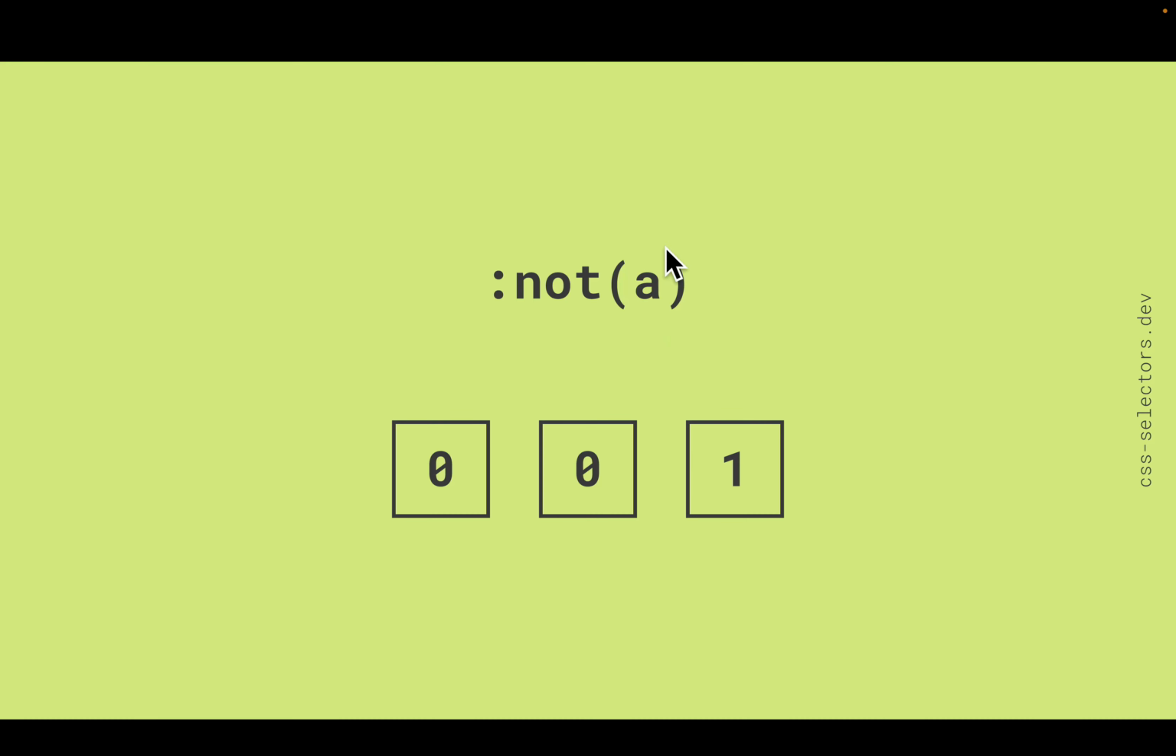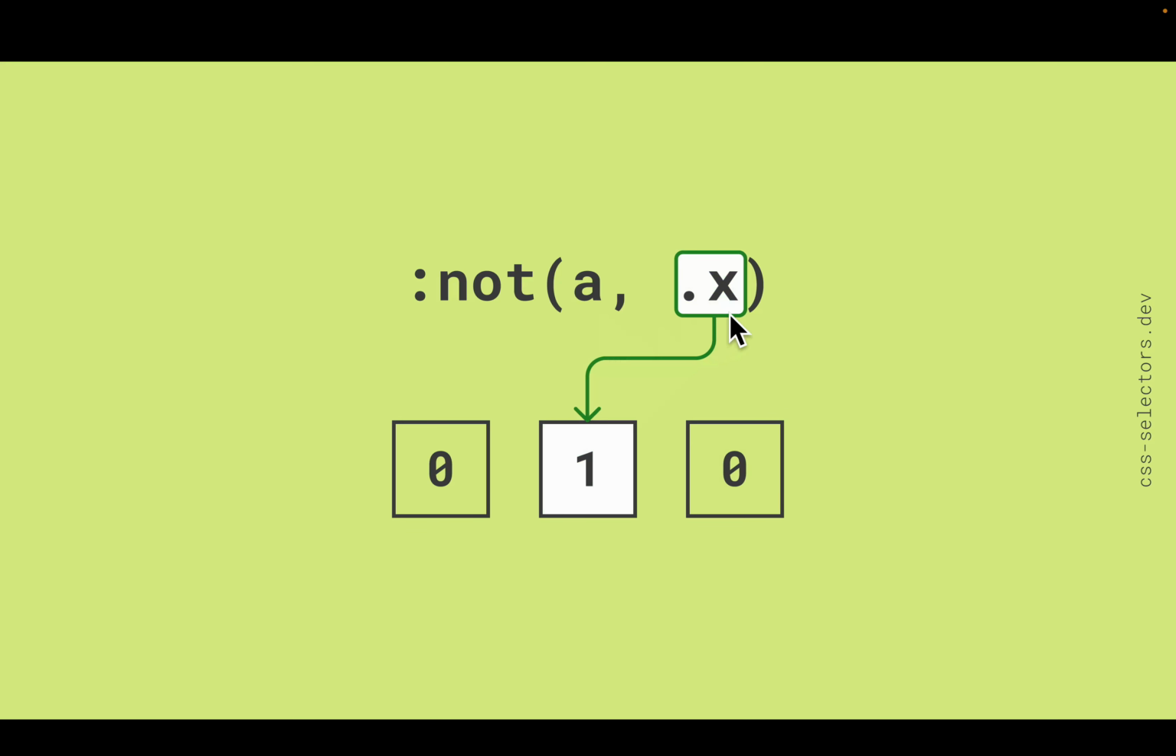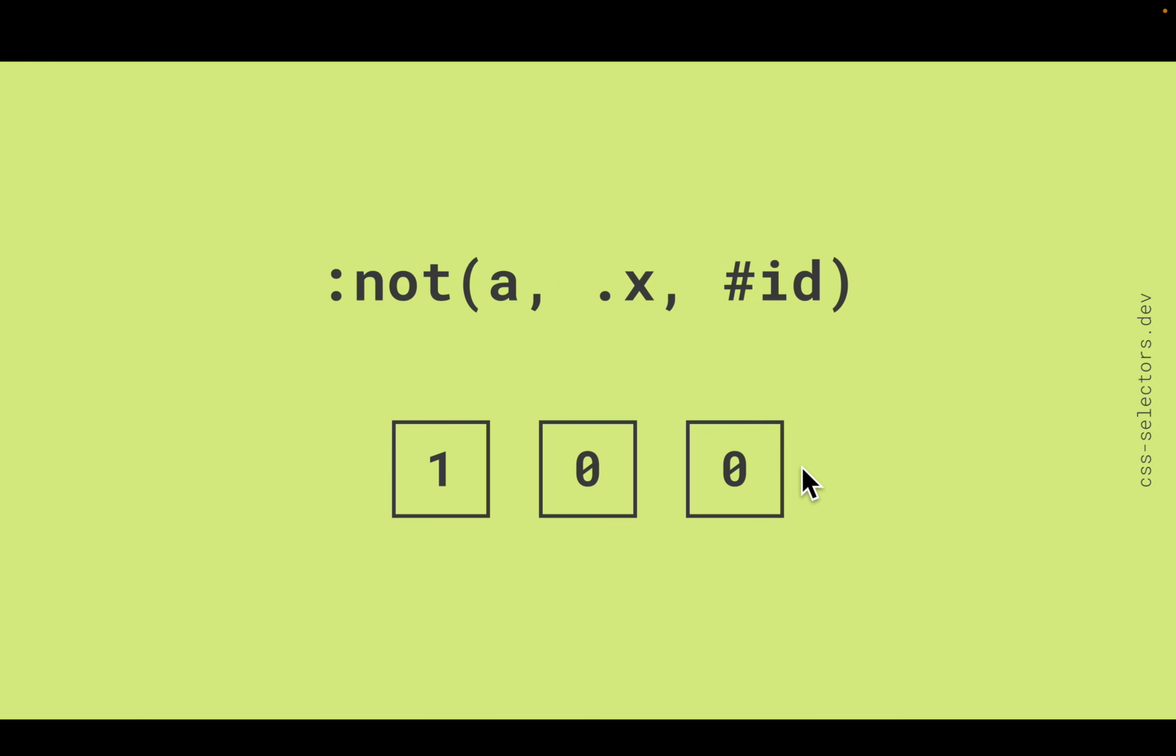So, with the A element as an argument, the specificity will be 0, 0, 1, and this 1 is from this A type element. Now, in the case of A and the X class in the argument, since X has a higher specificity than A, it follows the specificity of the X class, making it 0, 1, 0. When we add an ID in the argument, the specificity of this :not pseudo-class becomes 1, 0, 0, as the specificity will follow the ID, which is the most specific in the argument.